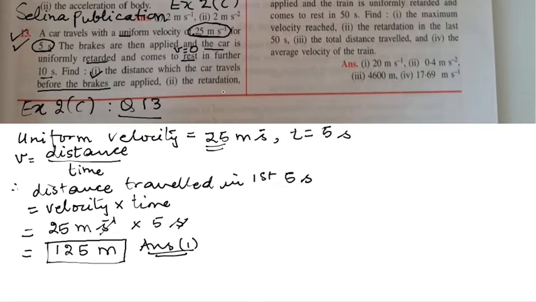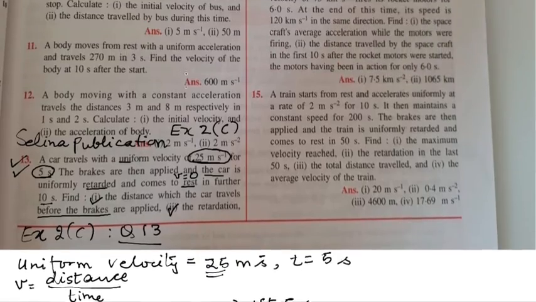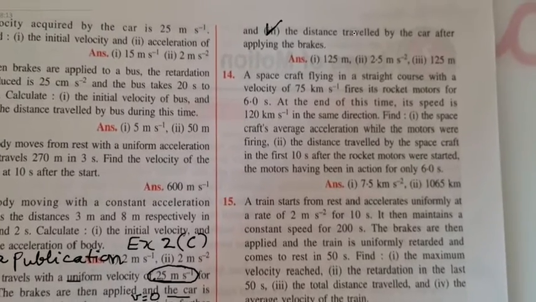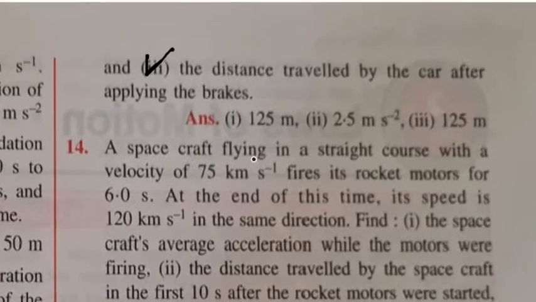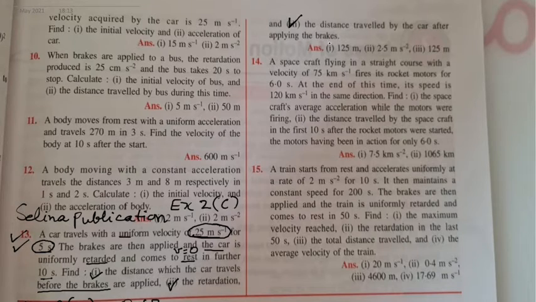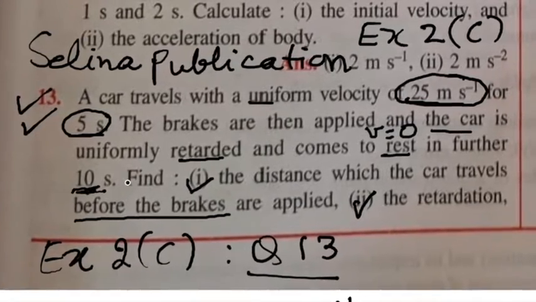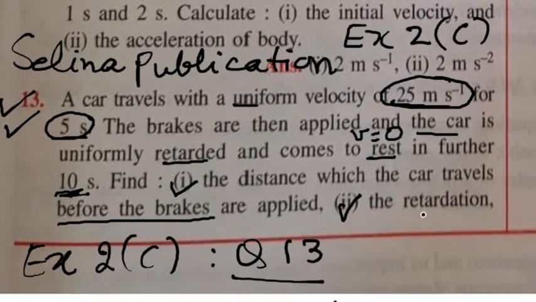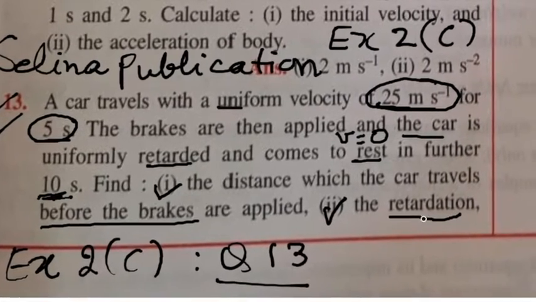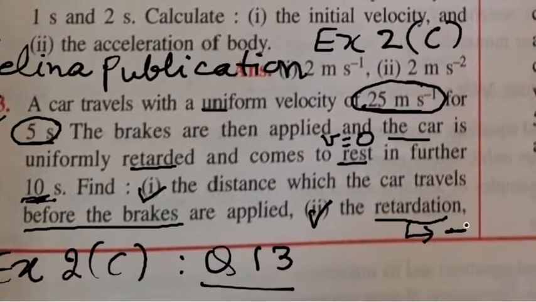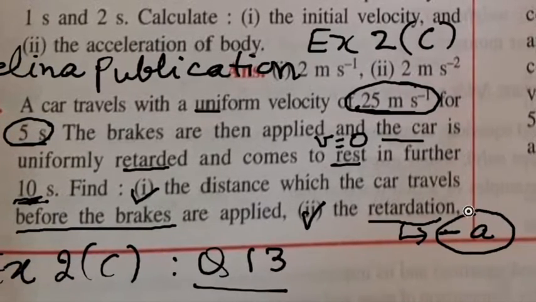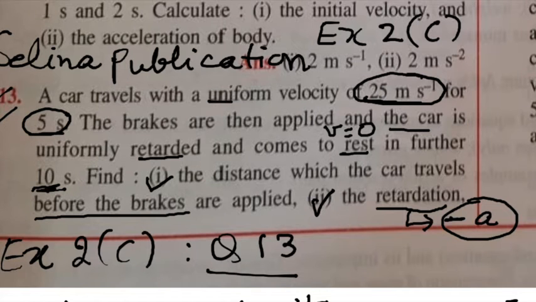Let us see what we are being asked for the second part. The retardation and the third one is the distance traveled by the car after applying the brake. Now the brakes were applied. When they were applied? They were applied for further 10 seconds. Can you see that? Further 10 seconds the brakes were applied. But we have to find the retardation. Now retardation means, remember, it is negative acceleration. So we are going to look at the formulas which have acceleration in them.